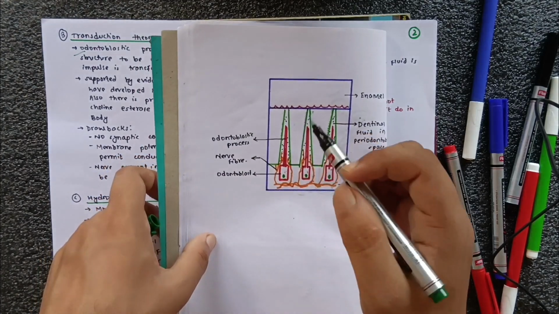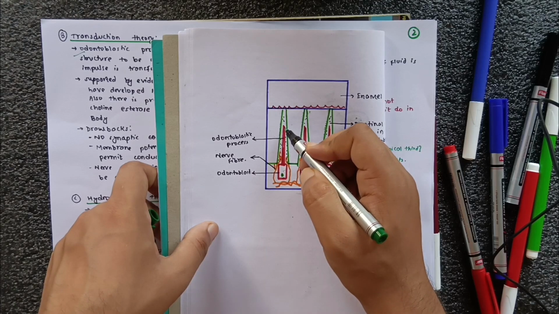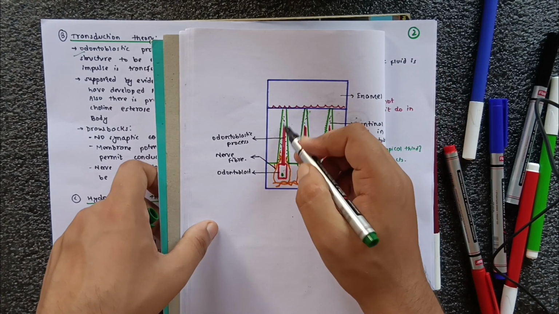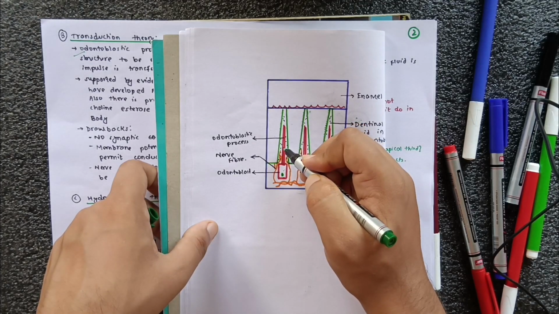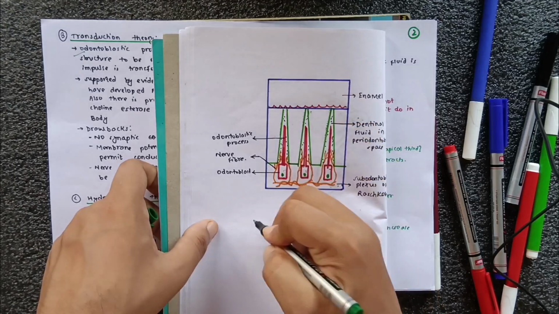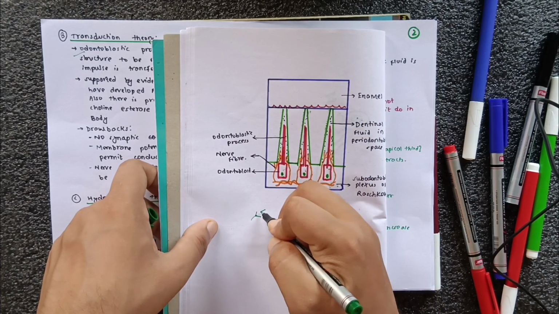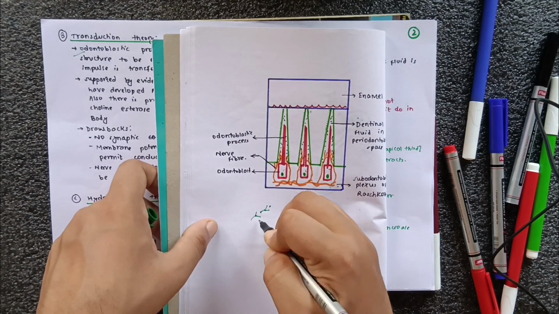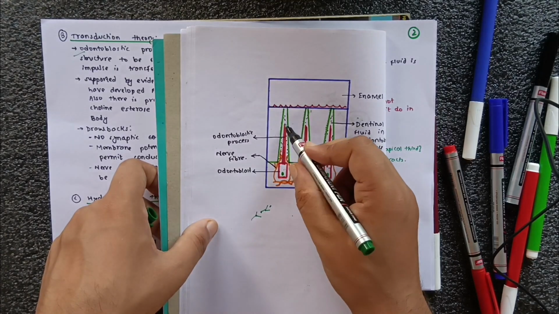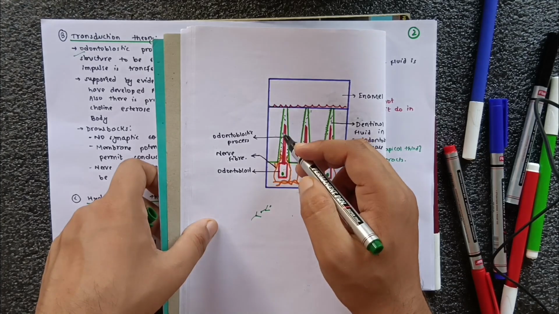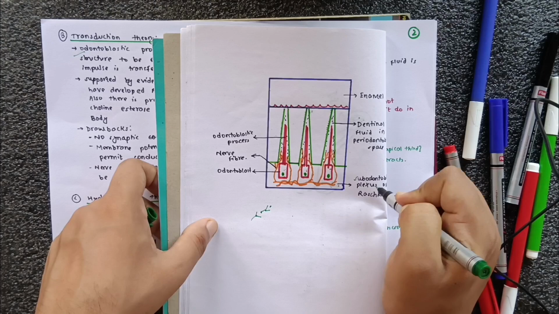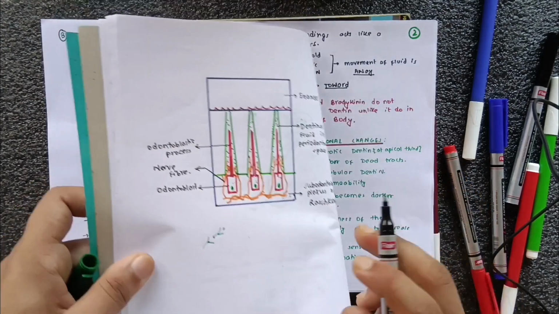But in transduction theory, what they tell us is that odontoblastic processes transmit the impulses throughout the dentinal tubule, and they are connected to the nerve fiber by a synaptic connection. So there is a synaptic connection present between the odontoblastic process and the nerve fiber. The impulses in the dentinal tubule get transferred through that synaptic connection to the subodontoblastic plexus of Raschkow.